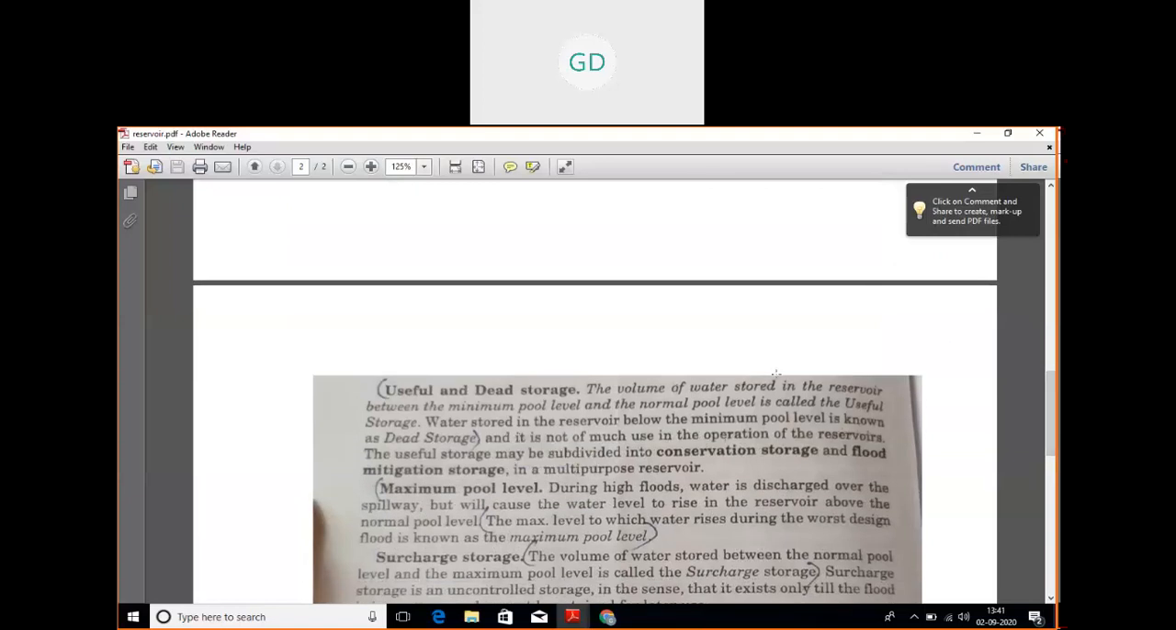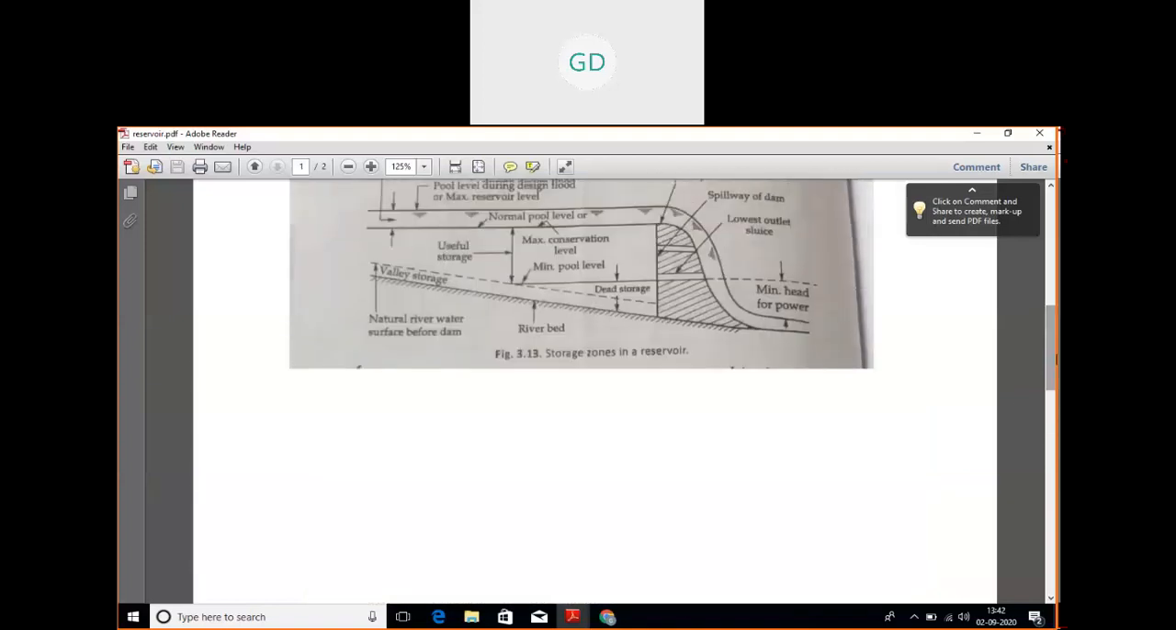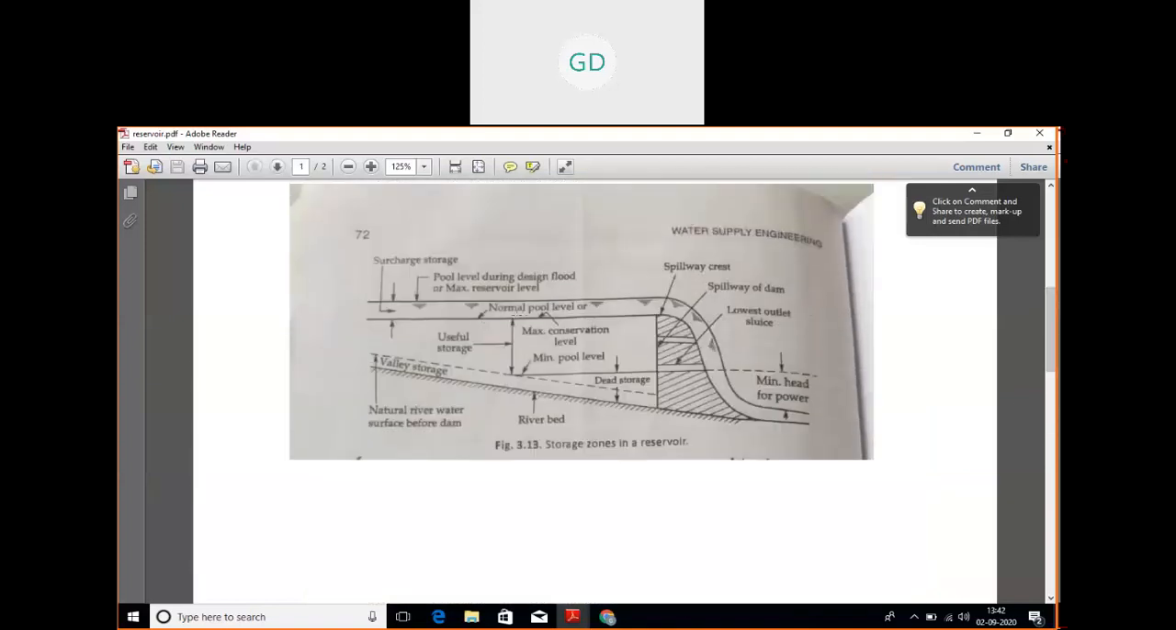Next let us see useful and dead storage. The volume of water stored in the reservoir between the minimum pool level and normal pool level is called the useful storage. Water stored in the reservoir below the minimum pool level is known as the dead storage. Here this is your normal pool level and this is your minimum pool level, which we just studied. The volume of water between these two levels is known as your useful storage. That means that water can be used.